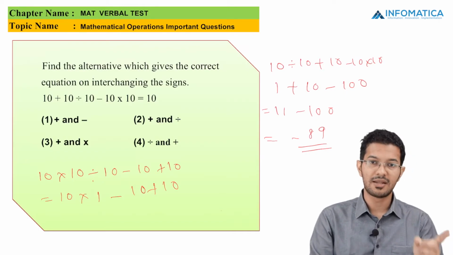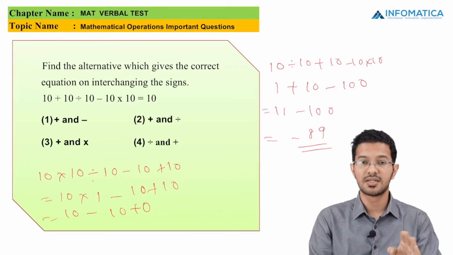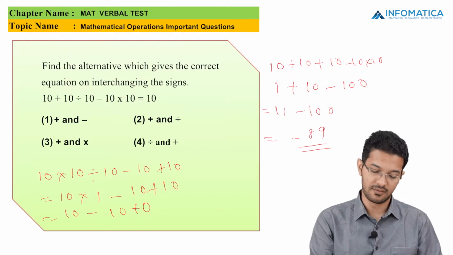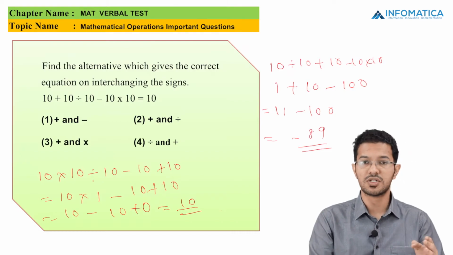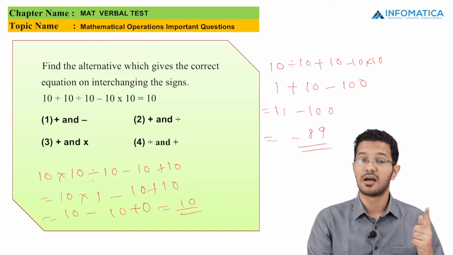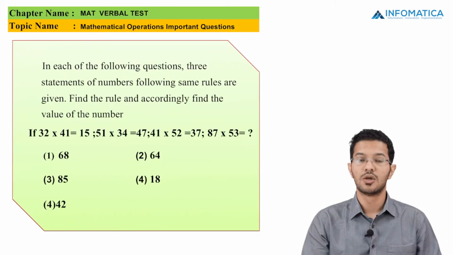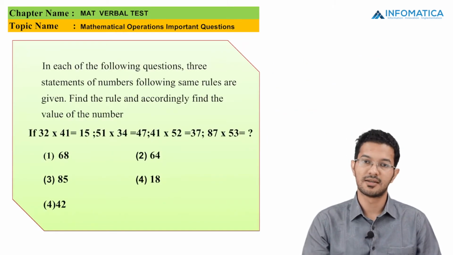Now students, 10 multiplied by 10 is 100, minus 10 plus 10. Now 10 minus 10 plus 10 is giving me 10 itself, which is nothing but the RHS. Thus we can say that the answer to this question is plus and multiplication, which is option C. So now students, let us go for the next MCQ.